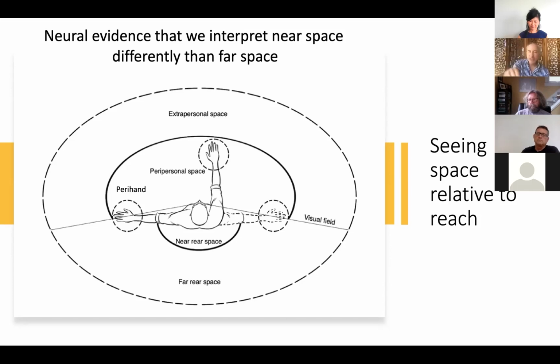That is the reachable distance. So your neural system gets tuned to what is reachable. There are special parts that are reachable, like peri-hand, peri-head, peri-neck, peri-torso. People have defined reaching areas for lots of moving body parts.